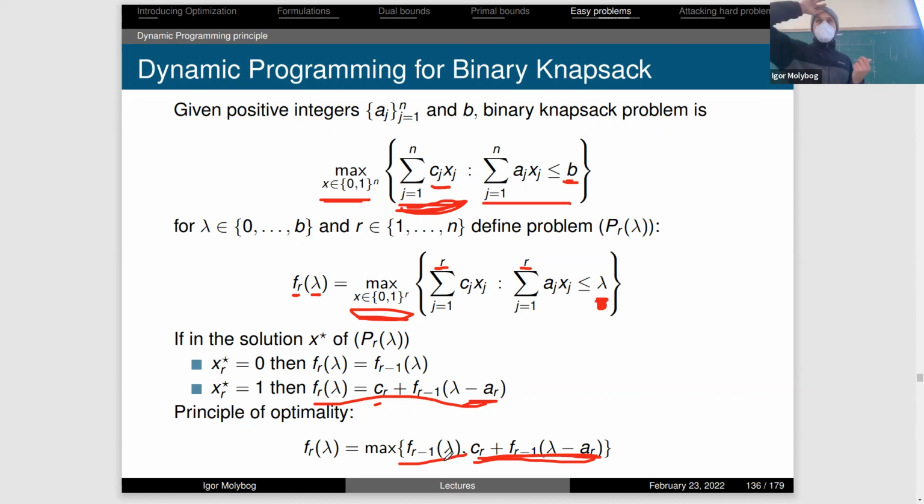Any questions regarding this principle of optimality? No questions? Cool.